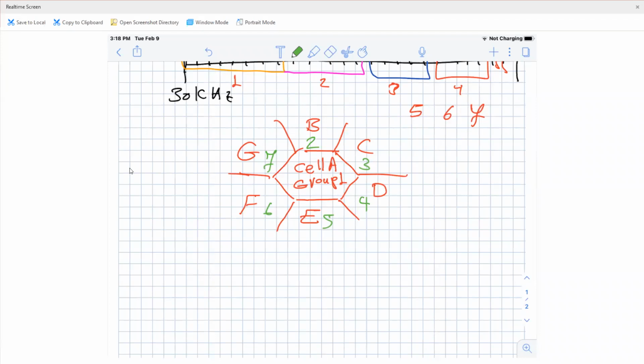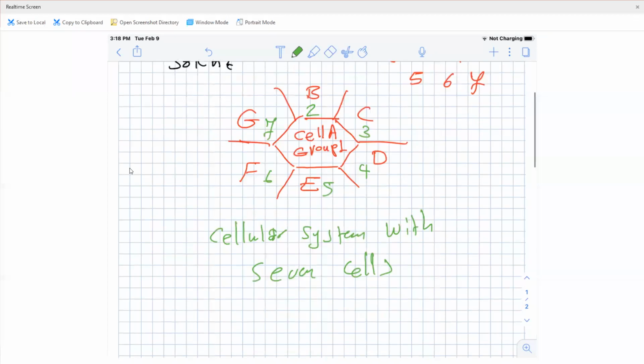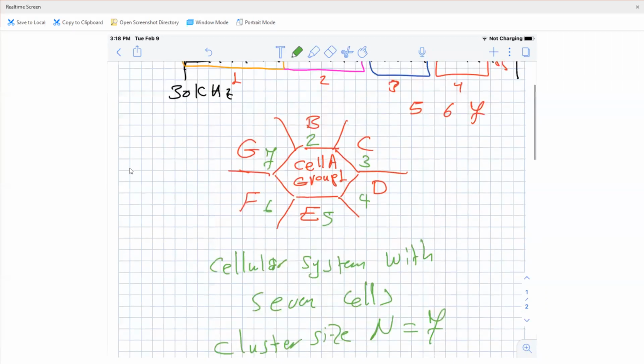Sorry, cellular system with 7 cells, or cluster size N capital equals 7. Okay, now this is the configuration of the cell.